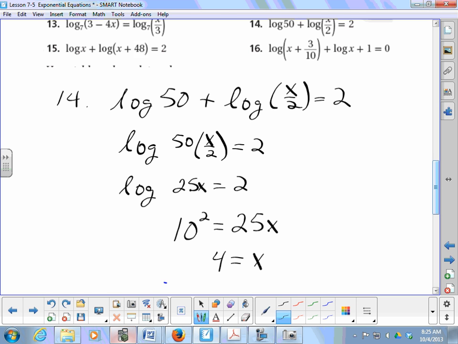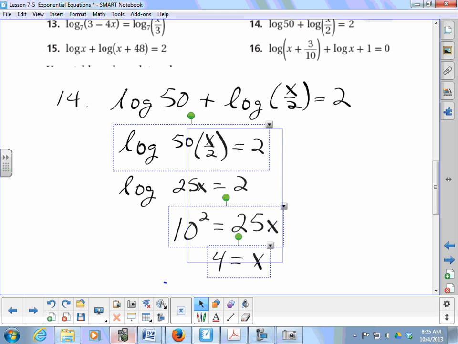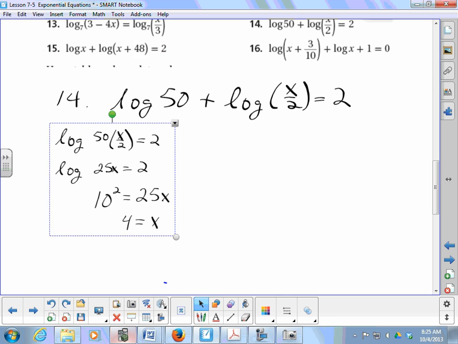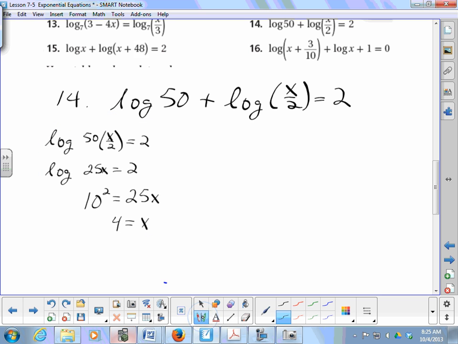Okay. So we're using all of those things that we've already developed to get to this point. All right. Now, what's that? 10 squared. Okay. So now, I'm going to do the left side just like I did before. Log of 50 times x over 2 equals.